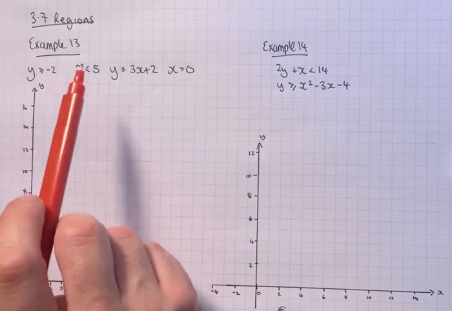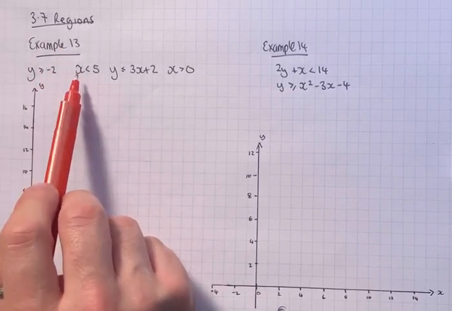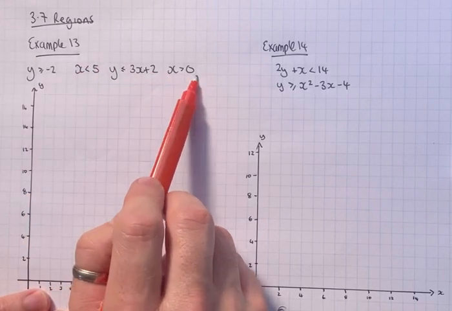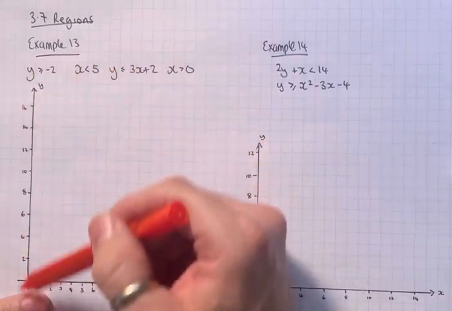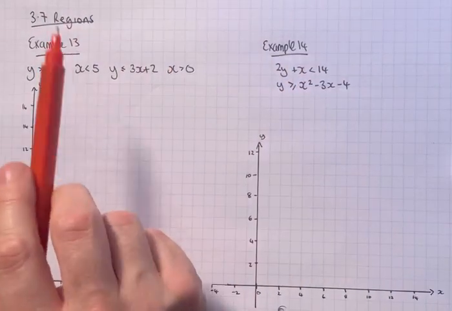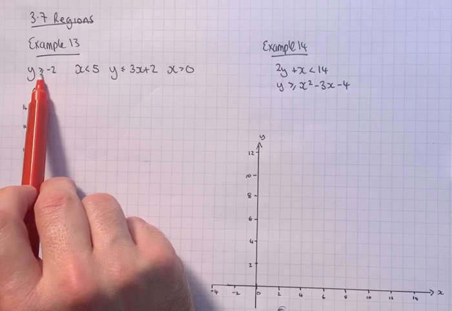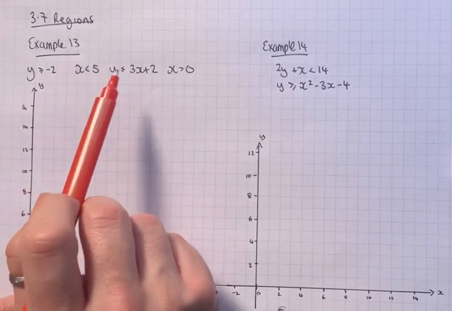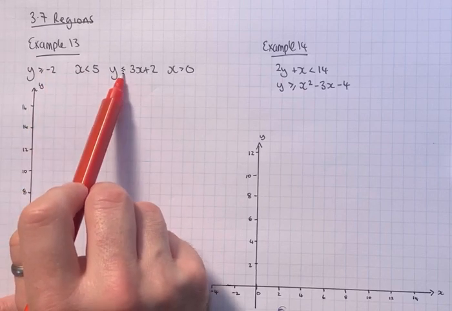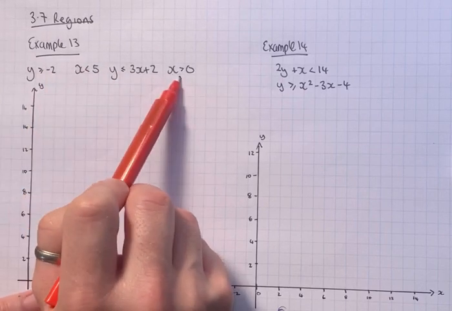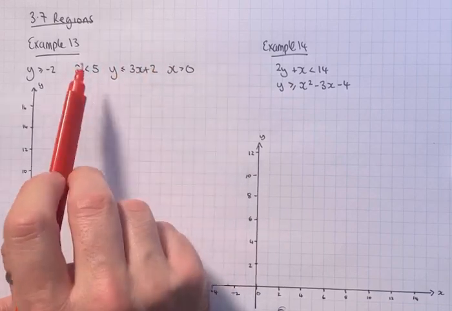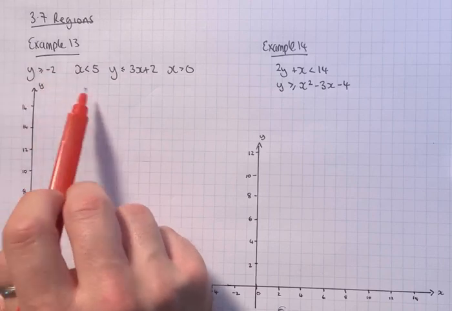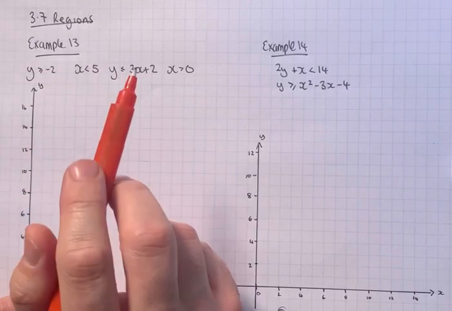Now, to do that, we first draw the lines of y equals minus 2, x equals 5, y equals 3x plus 2, and x equals 0. Well, x equals 0 is the y-axis. We do need to distinguish between the or equal to's and just the less than and greater than. The or equal to's are solid lines, the less than and greater than are dotted lines. One way to remember that: you start off with a dotted line for all of them, and then the extra line fills in the gaps to make a solid line.